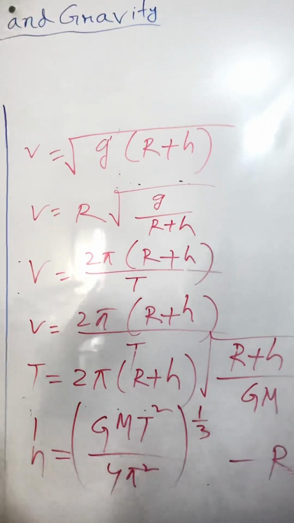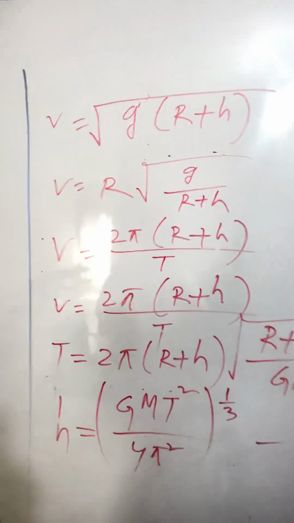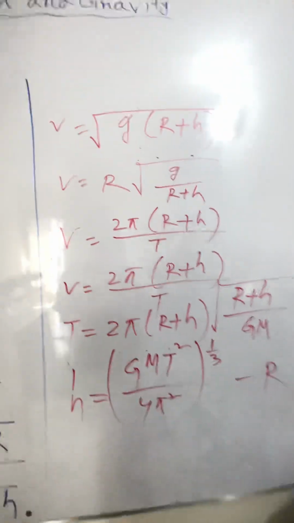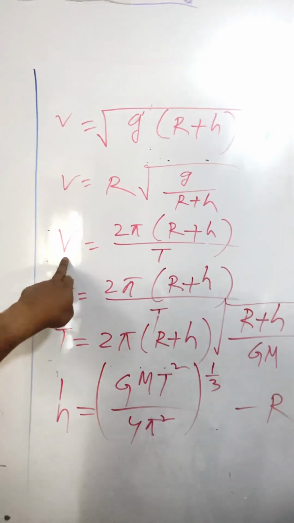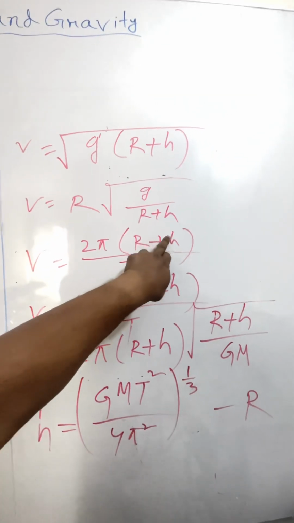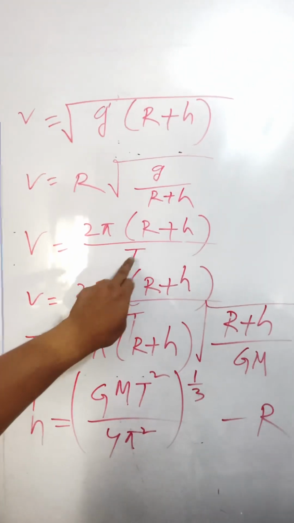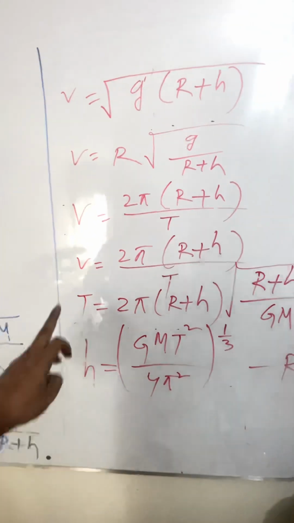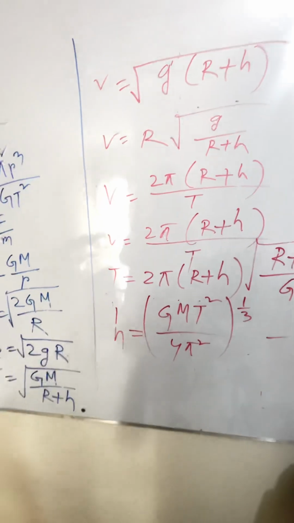Again and again I say, what is R? Okay, what does R mean? R is the radius of the earth, and H is the height. And the formula V equals, this is the velocity. This is also the formula for velocity: V equals 2 pi (R plus H) over T. Here is a new symbol, the periodic time. Okay, periodic time T. And another formula: V equals 2 pi (R plus H) over T.